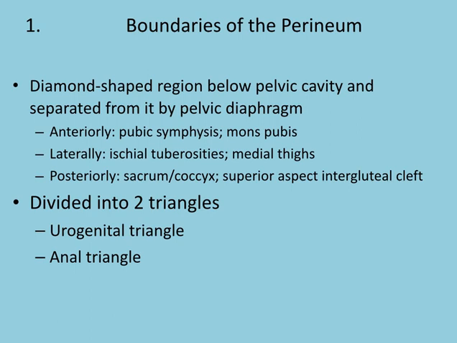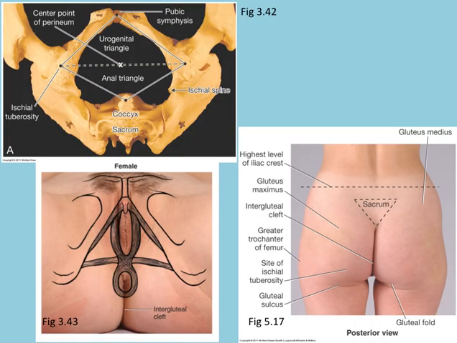The boundaries are listed here, but I'll show you an image, and this perineal region is divided into two major areas, or two triangles. If you look at this diagram here, you can see the diamond shape in figure A above, and if you took the center point, you create two triangles. The anal triangle is the one we're going to talk about, and then there's the urogenital triangle, which I'll talk about in another recording.